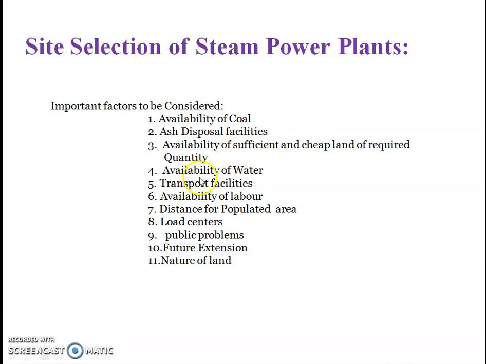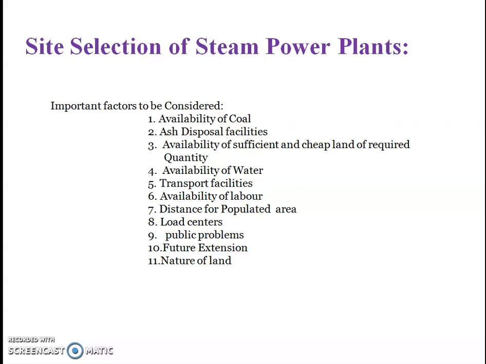And the fourth one is availability of the water. A large quantity of water is required for condenser, disposal of ash, as feed water to the boiler and for the use by working staff. Although large savings in the water requirements have been effected by the use of large and highly efficient concrete cooling towers and multi-stage feed water heating for large reductions of the quantity of cooling water required.